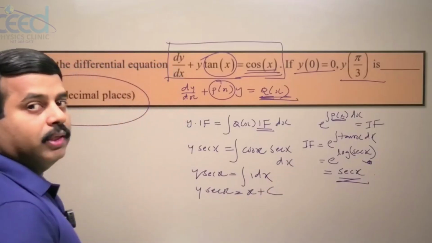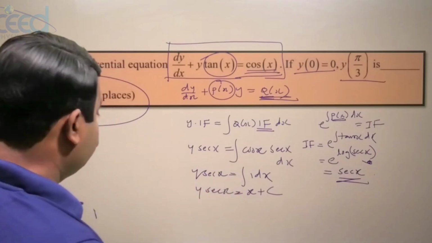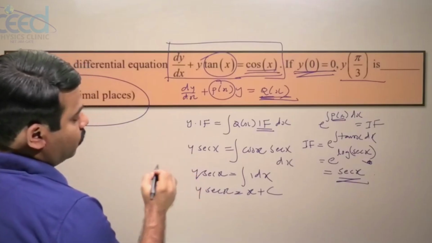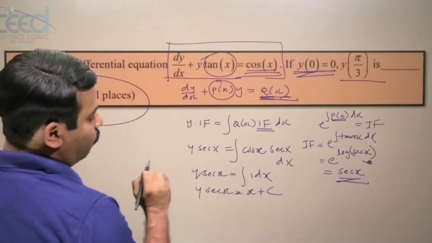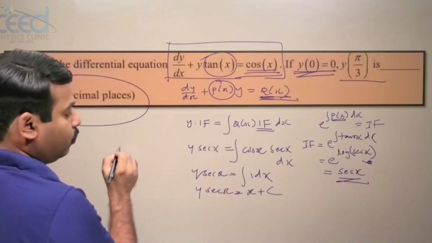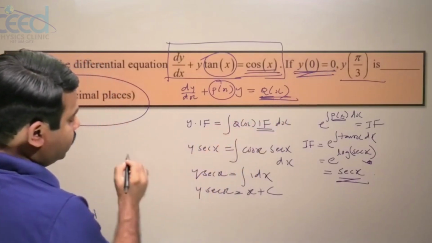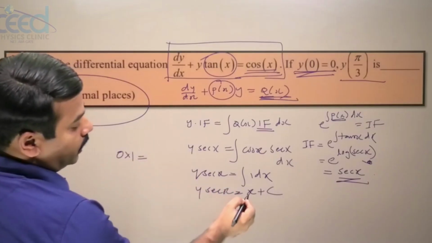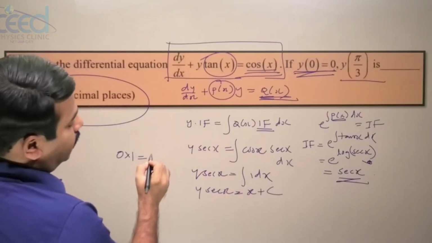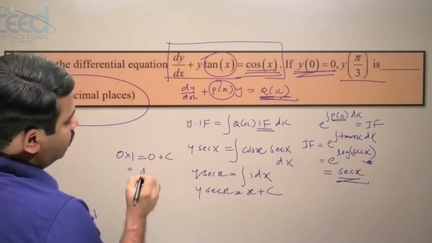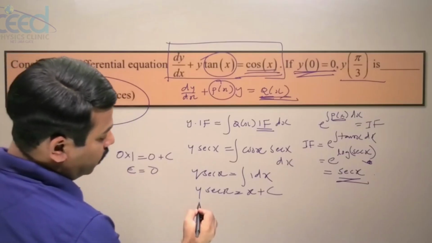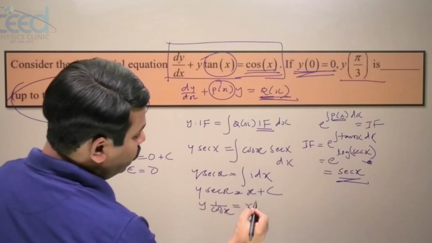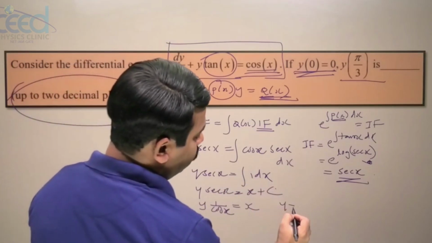Next our aim is solving for c. For solving c, they gave one condition, y(0) = 0. Here cos 0 is 1 and sec 0 is also 1. So putting x = 0 and y = 0, we get 0 = 0 + c, so c is 0. Then y times 1 by cos x is equal to x.